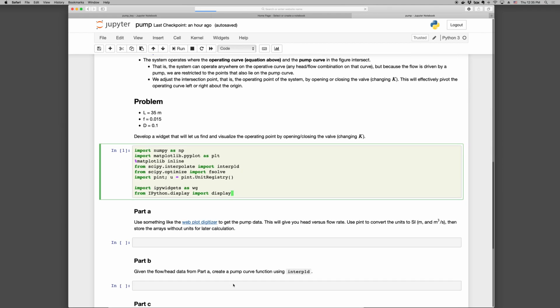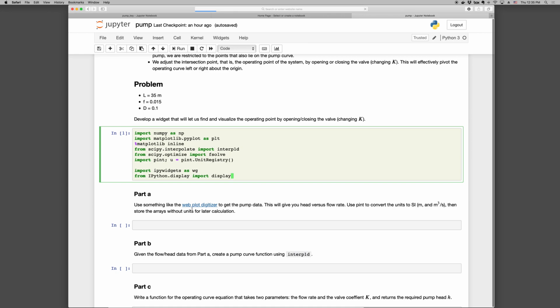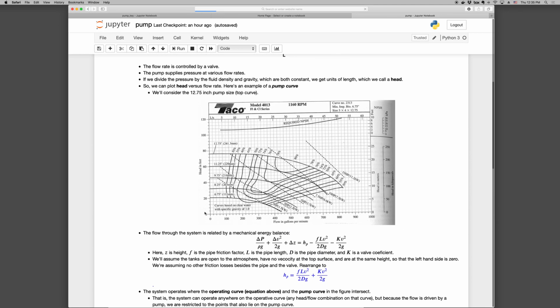So part A, we're going to use something like webplot digitizer to get the pump data. And this will give us the head versus flow rate. And then we'll use pint to convert the units to SI, and then we'll store the arrays without units for later calculation. So let's first grab a picture of this. We'll grab a screenshot of this pump figure.